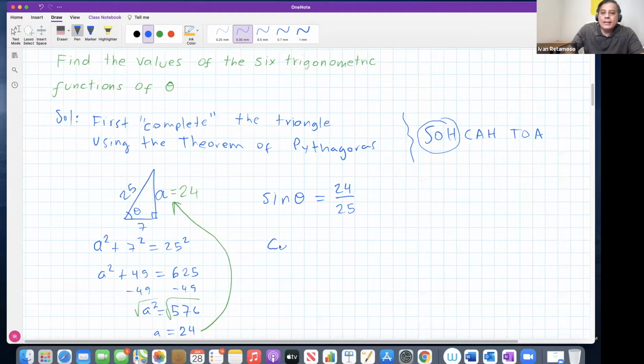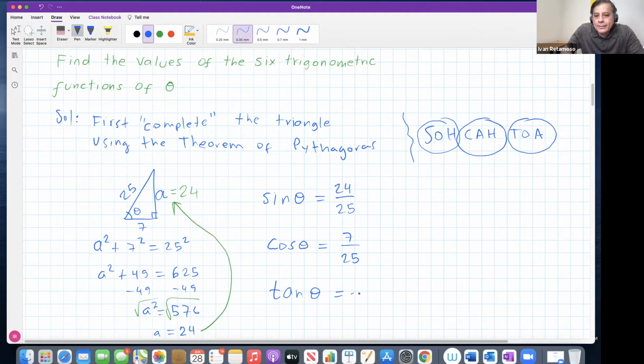Got sine. Cosine of theta, according to this K, is adjacent, which is this 7, over hypotenuse 25, right? Yeah, there you go. And tangent of theta, following TOA, is opposite over adjacent, so opposite 24, adjacent 7, right? This is the tangent.